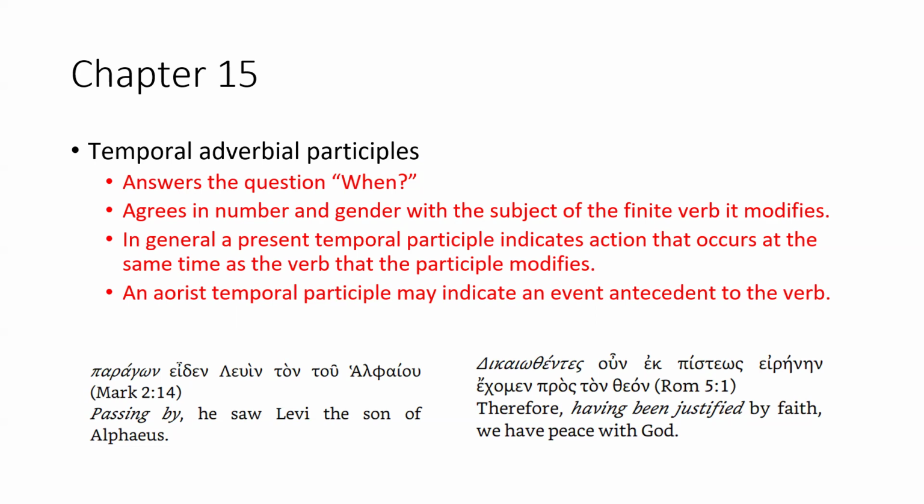Dikaiothentes oun ek pisteos eirenen echomen pros ton theon. Therefore, having been justified by faith, we have peace with God. Dikaiothentes is the participle, and this one's indicating an event that is antecedent to the verb. We have peace because we have been justified. So in that case, antecedent.